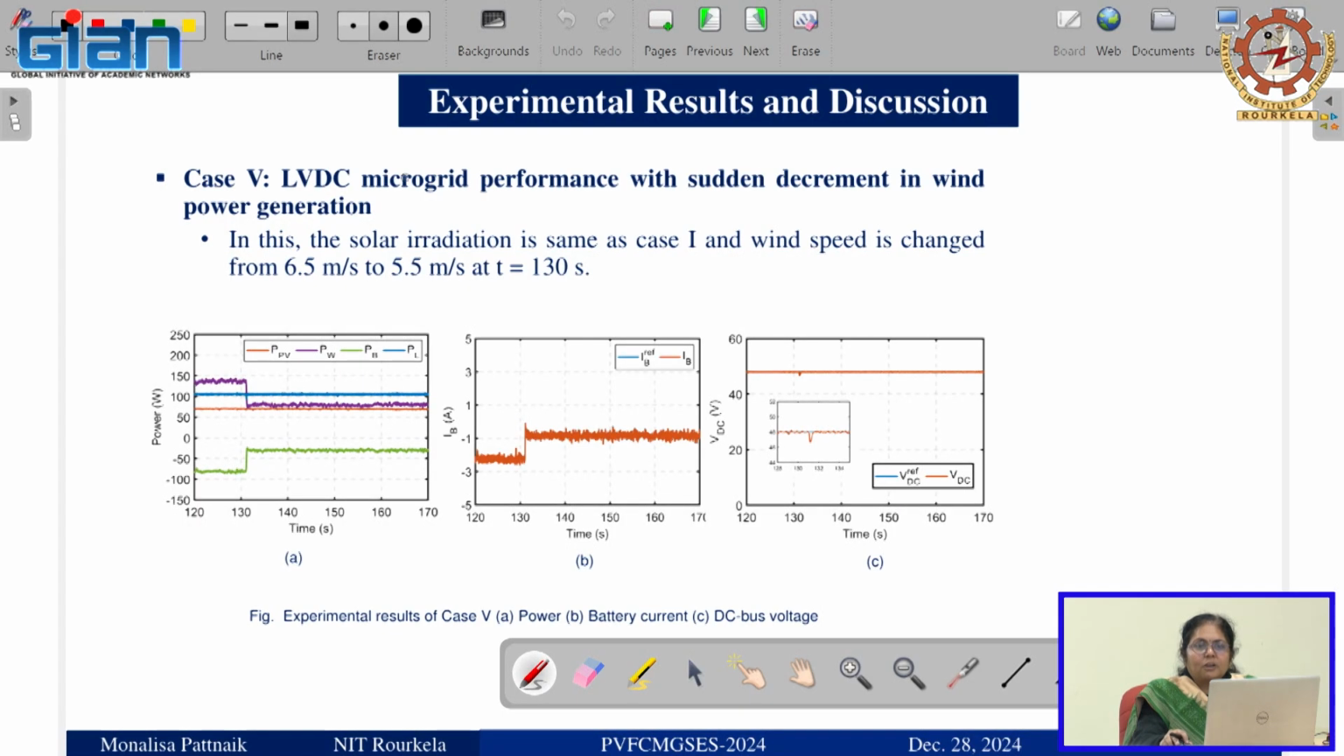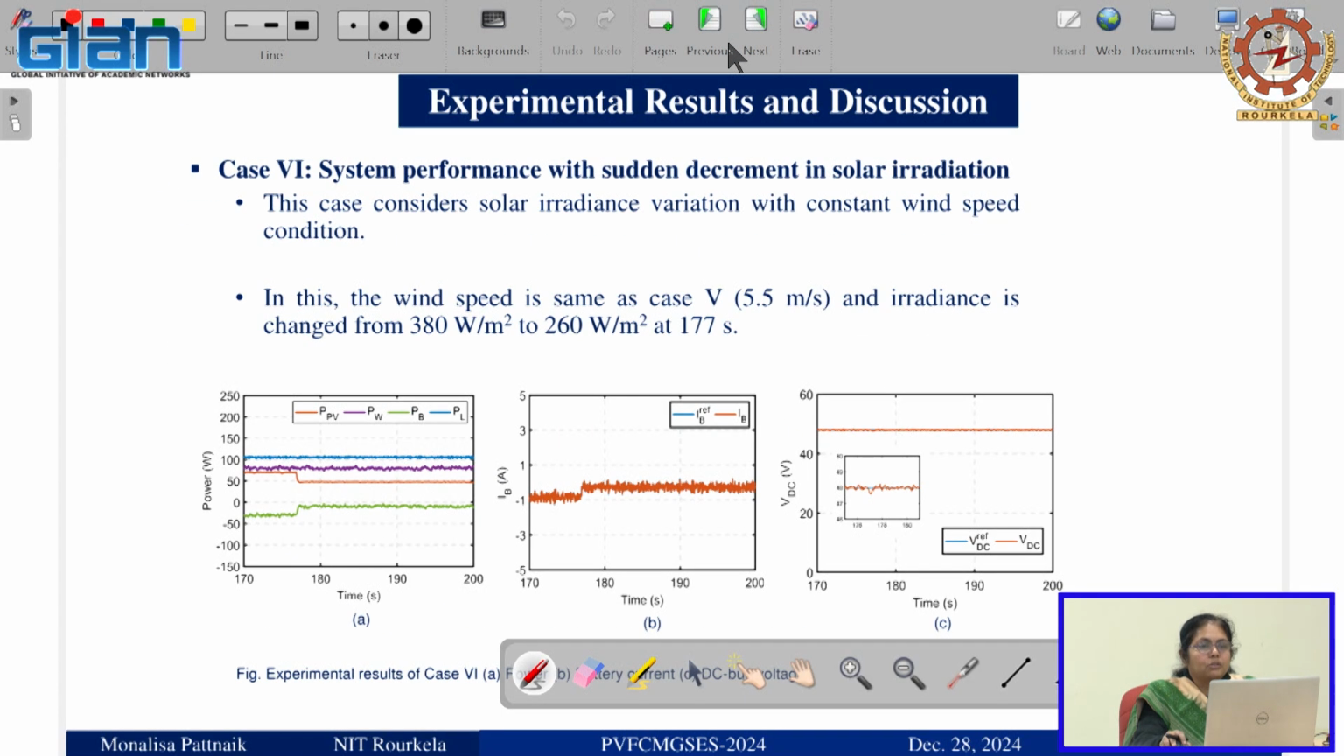For all such conditions, we have tried to show eight conditions here. This is the wind speed change condition. This is a change in irradiance where the irradiance is reduced: you can see that as irradiance is reduced, power is reducing. But with the load change, the MPP power is not getting affected.